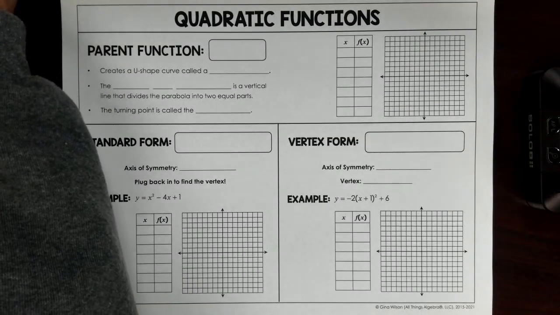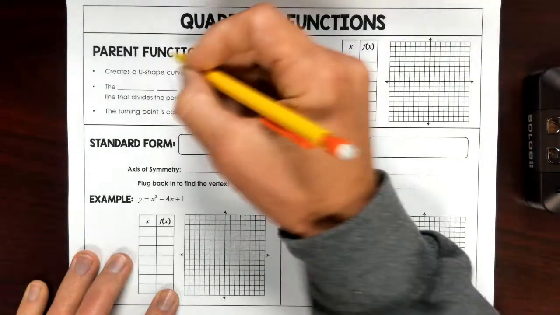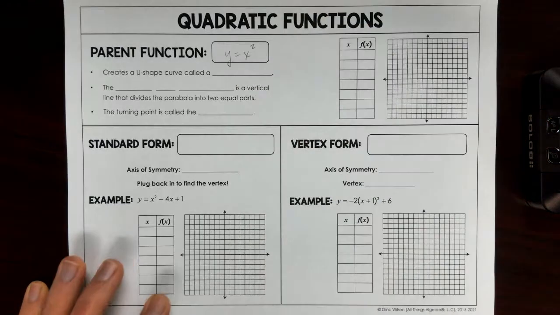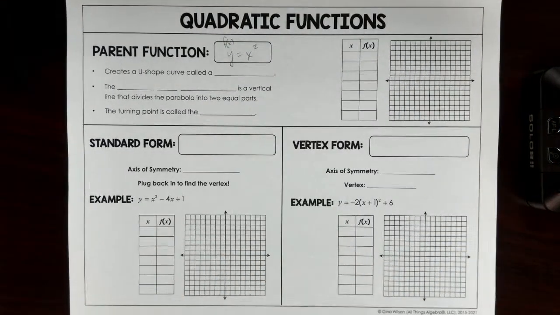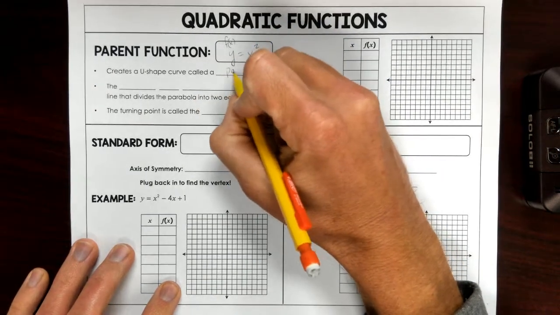Alright, gang, let's look at our notes for today. Let's look at quadratic functions. So the parent function for a quadratic function is y equals x squared. Again, we could say y or f of x. Those mean the same thing. It creates a U-shaped curve that's called a parabola.